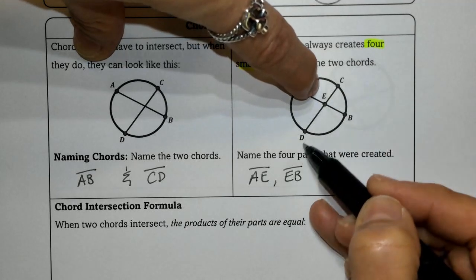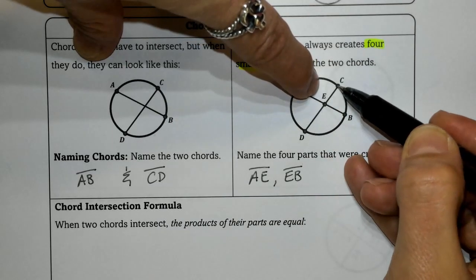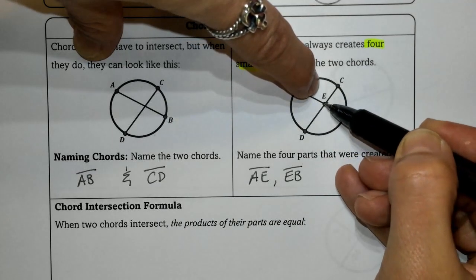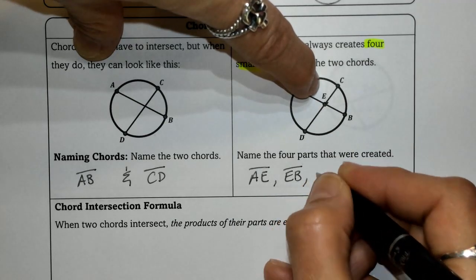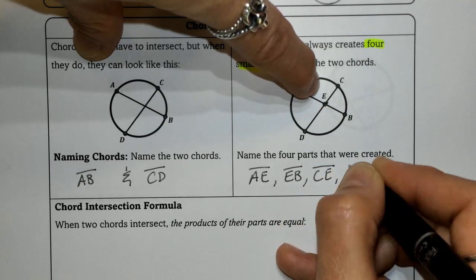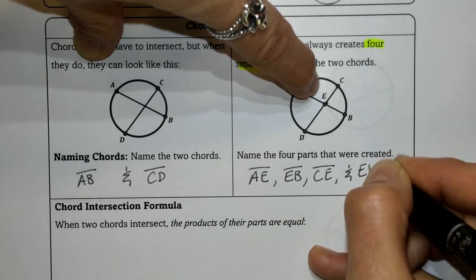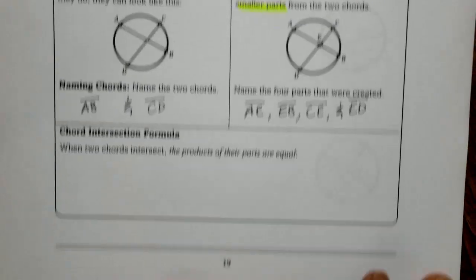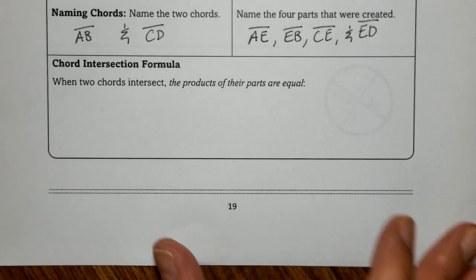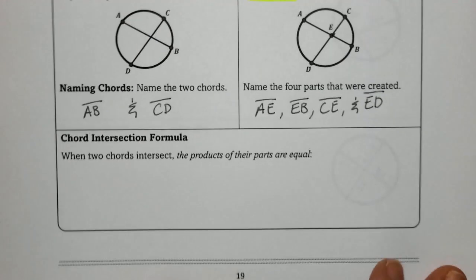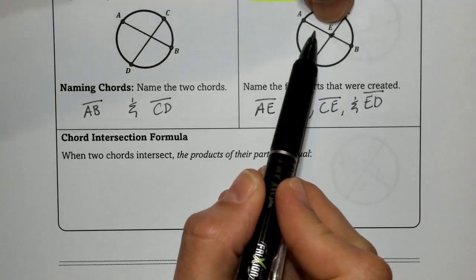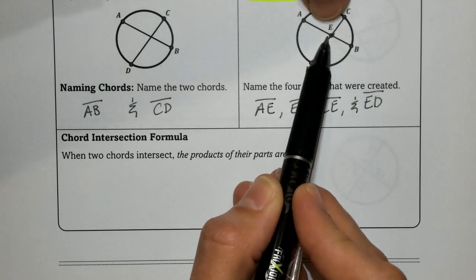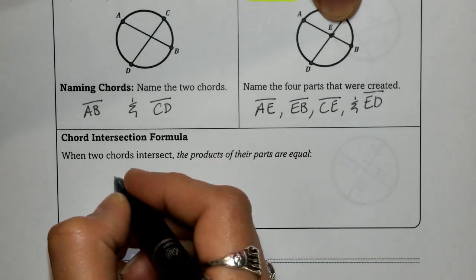Then we check out segment CD. It has been split into segment CE and segment ED. Using these 4 parts, we'll go ahead and look at our formula. The formula is simple as this. You're going to take the 2 parts of one chord, so in this case it would be AE and EB, and we're going to multiply them together.